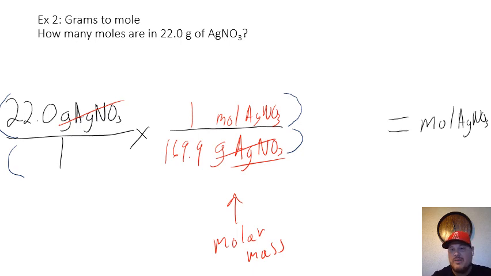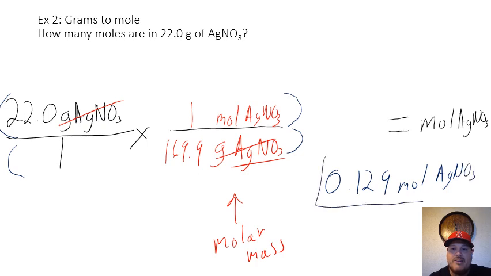Okay, now, anyways, when I multiply and divide all this stuff through, I end up getting, let me put this in a different color, 0.129 to three significant figures, 0.129 moles of silver nitrate. And that's my answer right there. So what does this answer mean? Well, what this answer means is that in 22.0 grams of silver nitrate, there are approximately 0.129 moles of silver nitrate. Alrighty? Okay, so that's how you do that.